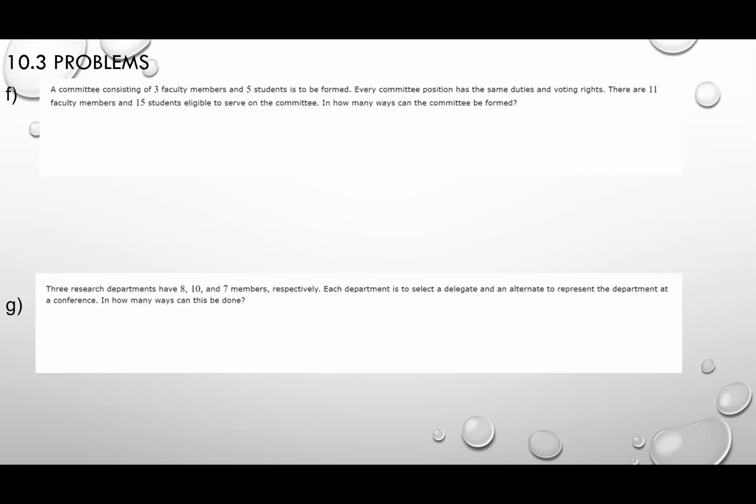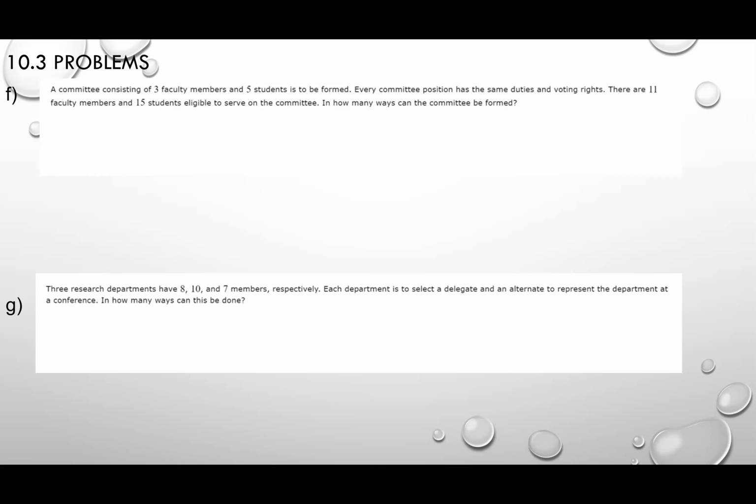So if you look at problems F and G, you will see that you have multiple groups. They ask you this question: a committee consists of 3 faculty members and 5 students to be formed. So whatever this committee is, you need to have 3 faculty and you need to have 5 students. Each committee position has the same duty and same vote. And again, that is very important, meaning each person in this committee is equal, they don't have any order, any ranking, any specific title. They are all the same. No one is more important than the other. They have the same duty.